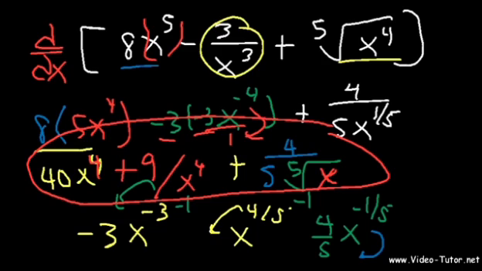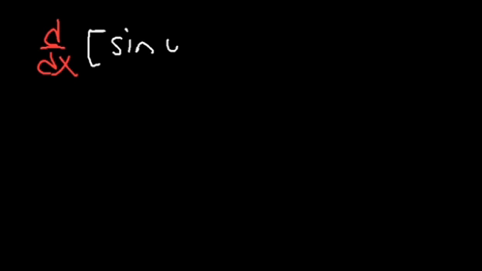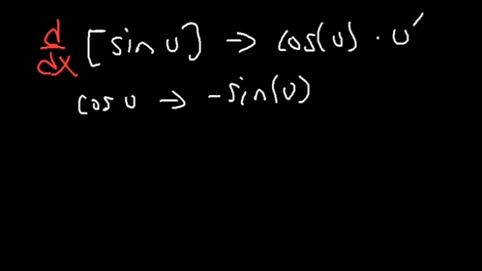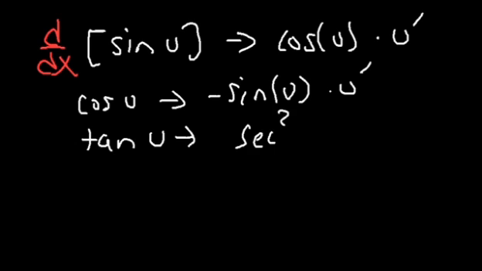So now let's move on to the derivative of trig functions. Let me give you the equations that you need to know. The derivative of sine u is just cosine of u times u prime. The derivative of cosine u is negative sine u times u prime. And for tangent u, the derivative of tangent is secant squared u times u prime.